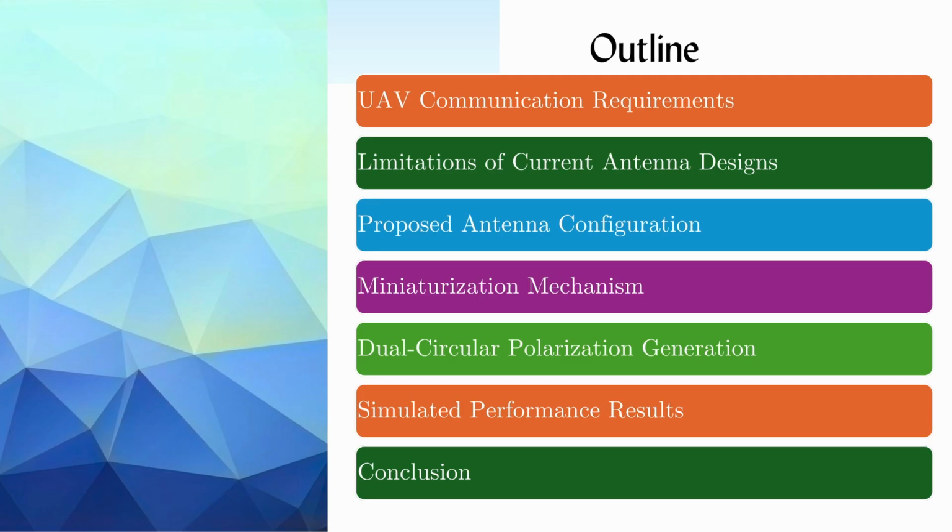First, we will examine the stringent operational requirements of unmanned aerial vehicles and the inherent limitations of current conventional antenna geometries. Next, I will detail our specific miniaturization strategy utilizing coupled capacitive gaps. Following the structural overview, we will review the feeding network that enables dual circular polarization. Finally, I will present the simulated impedance, gain, and radiation parameters to formally validate the performance. Let us begin by establishing the operational requirements for antennas deployed on unmanned aerial platforms.